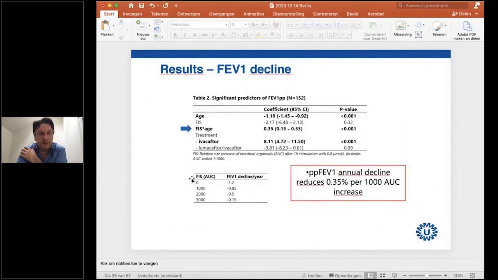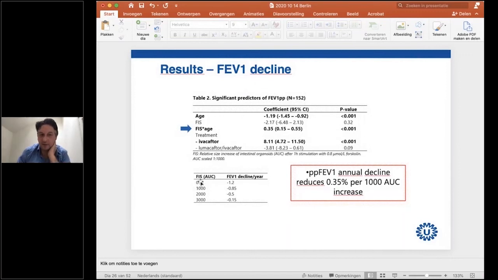So if we look at the correlation between organoid function, so residual function in the absence of treatment, and FEV1 decline, I think this was really exciting data. Age obviously is something which is relevant for decline in FEV1, but also if we correct for age, the organoid measurements are very strongly connected to FEV1 decline per year.